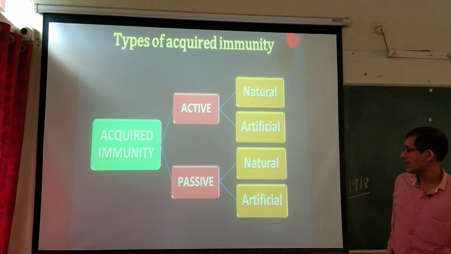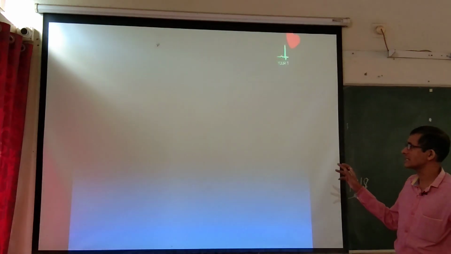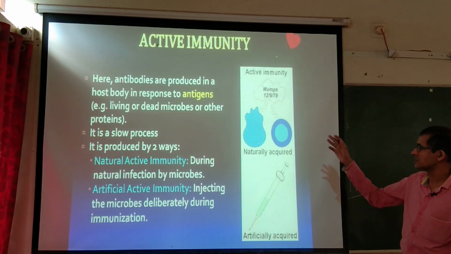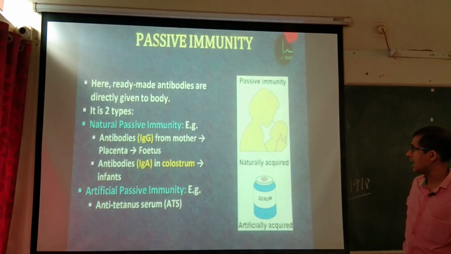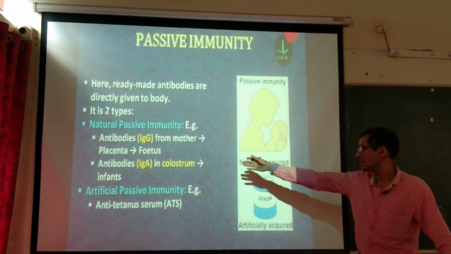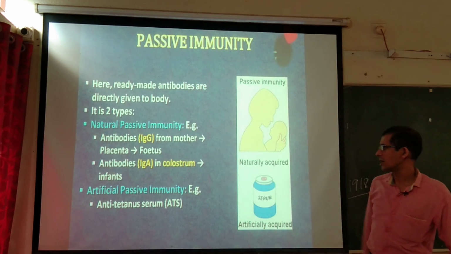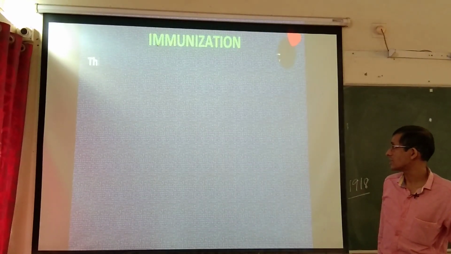Then acquired immunity: active, passive, natural, artificial. I explained natural and artificial with different examples: natural active immunity, artificial active immunity. And passive immunity, in that natural passive immunity: IgG and IgA. One is through the placenta, another is through the colostrum, the breast milk, to the infant. And artificial passive immunity, that is anti-tetanus serum or rabies injection, etc.